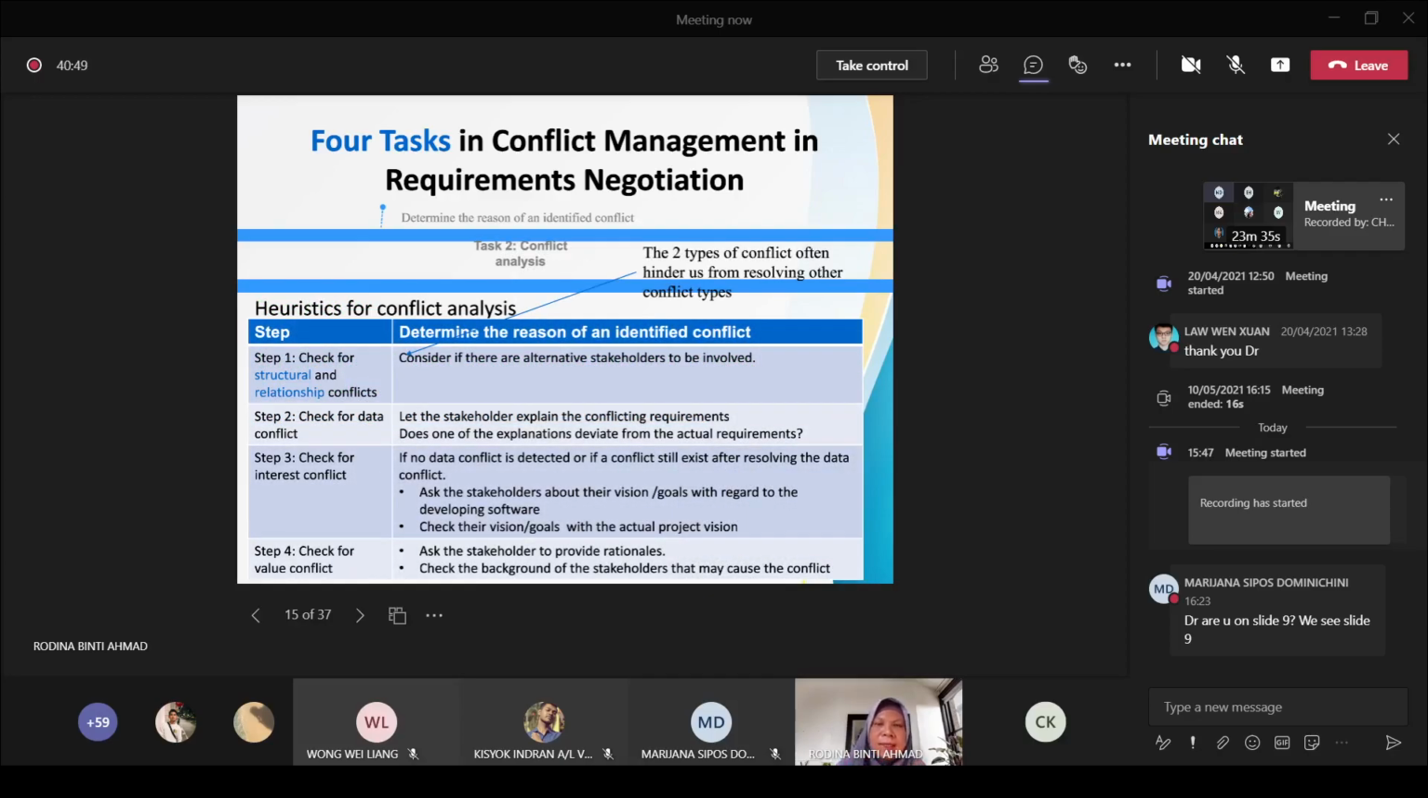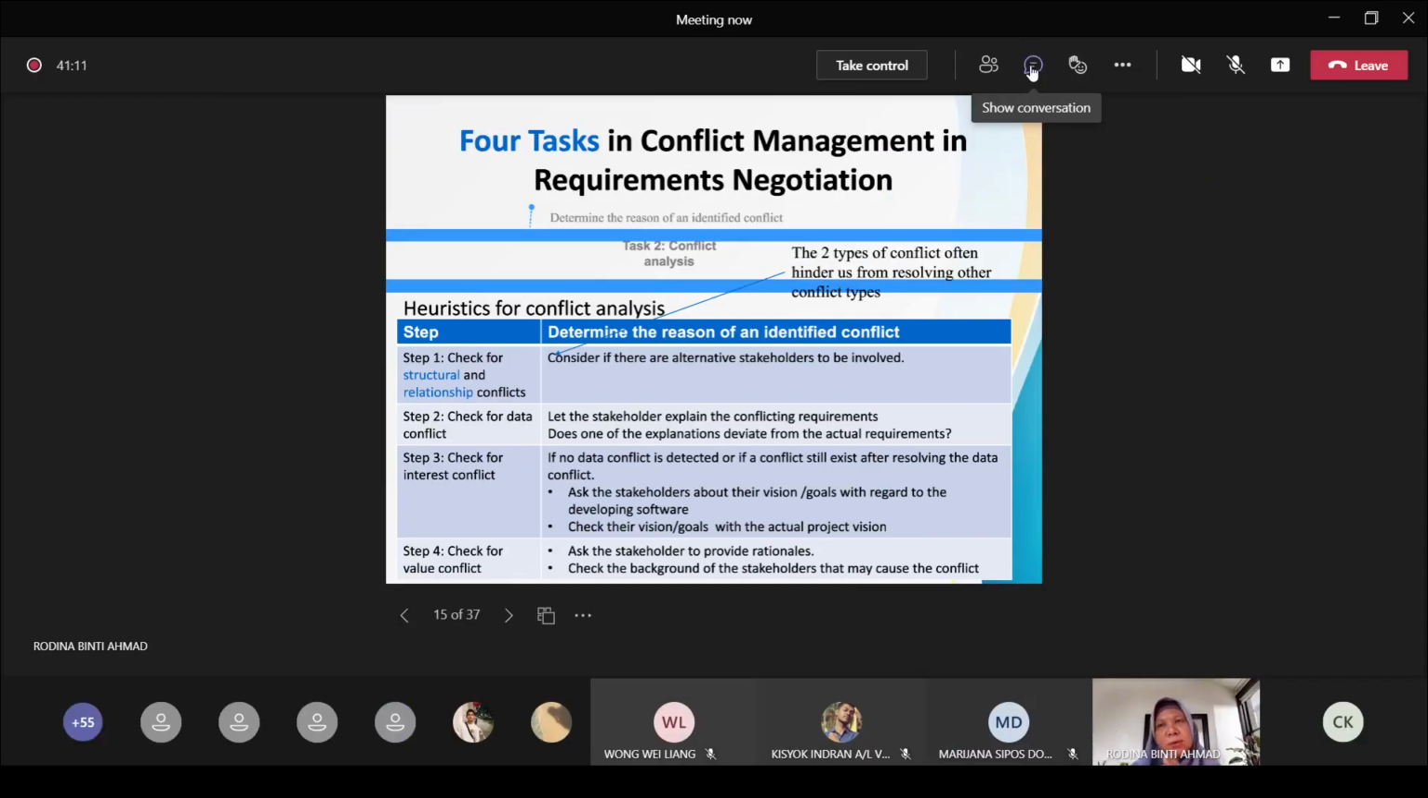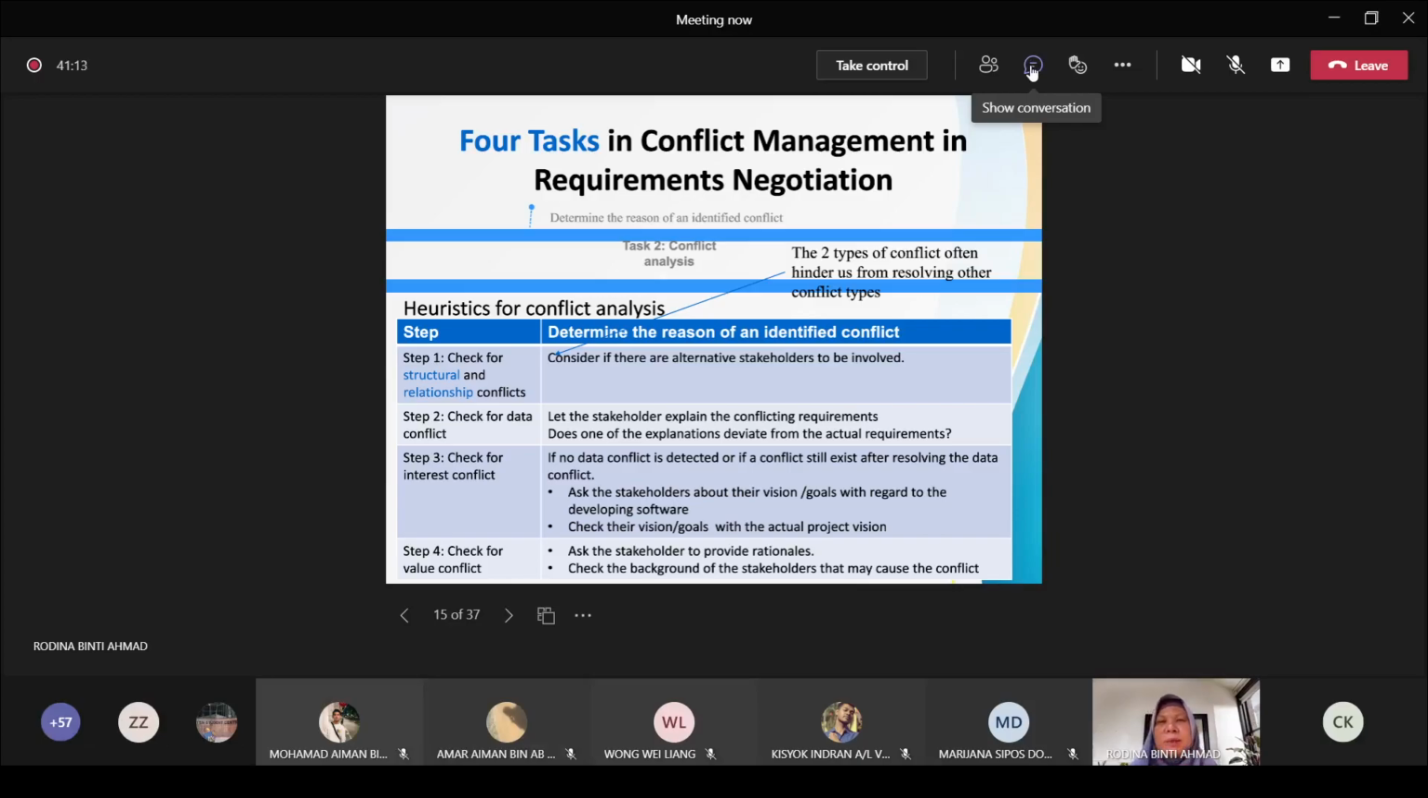We can say that we try to focus on the first 3 types, because this is quite a bit easier for us to address them rather than the last 2. And I also mentioned just now what is recommended most of the time, if you notice that there exist relationship conflicts or structural conflicts, is to make sure that those people involved are put in separate groups, so that you are able to handle them better.